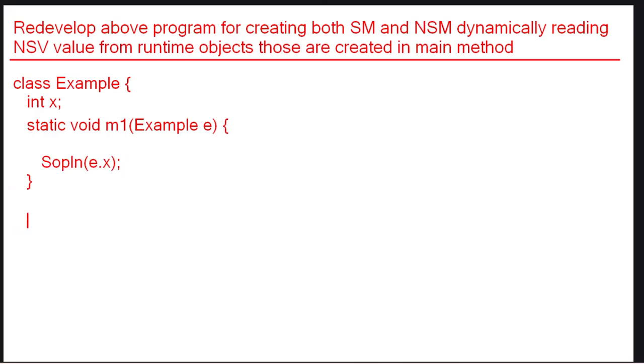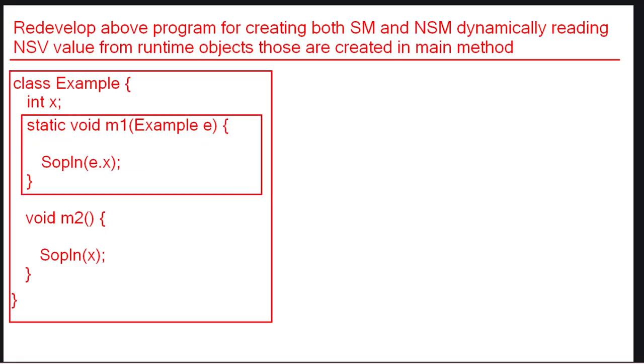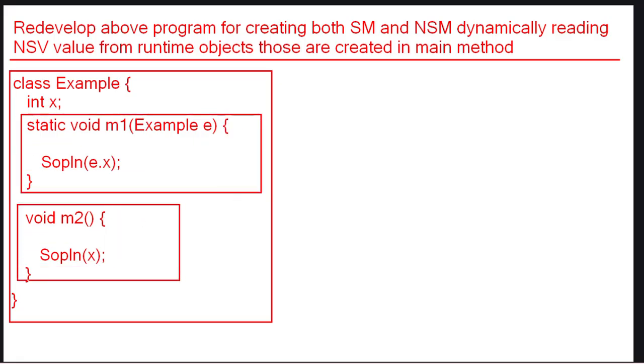Close this. Next, void m2. Should I take any parameter? No, because we already have the implicit parameter this, of which class? The same class. Then System.out.println x. This x means what? You have to write it yourself. This is our Example class with a static method and a non-static method.